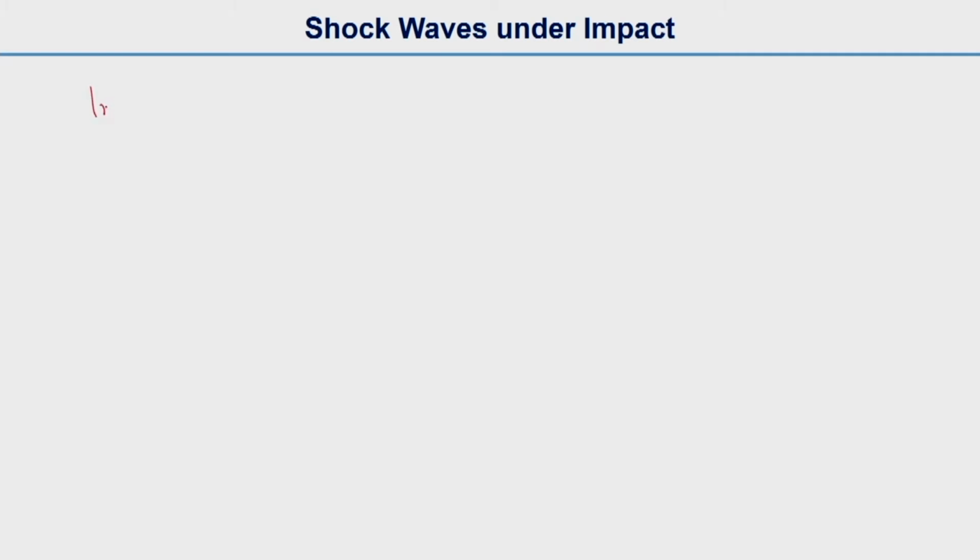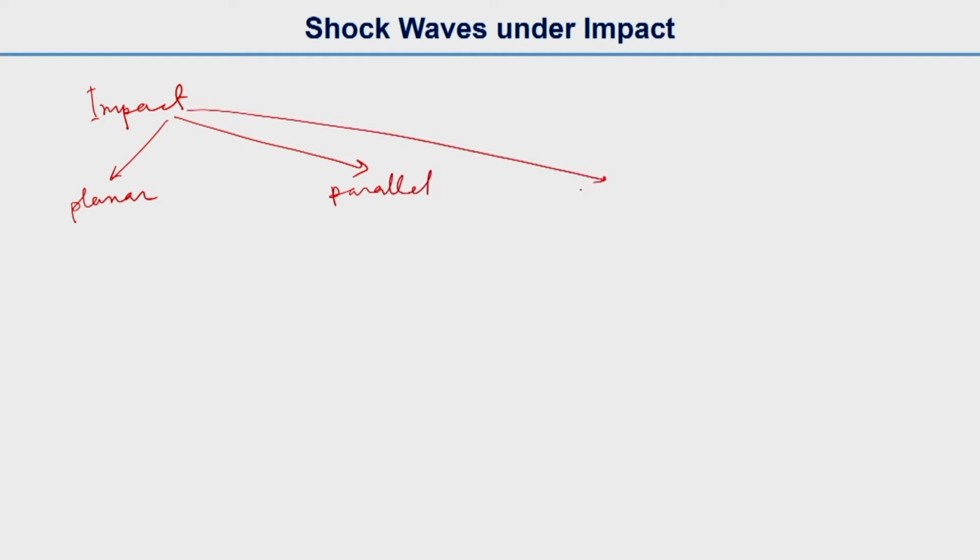So this impact will have three characteristics. First, it should be planar; second, it should be a parallel impact; and third, it should be normal. These are the conditions for simple shock wave generation. Planar means it's an impact of two flat surfaces. We will draw a diagram here.